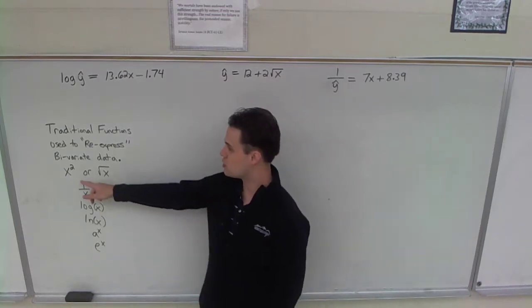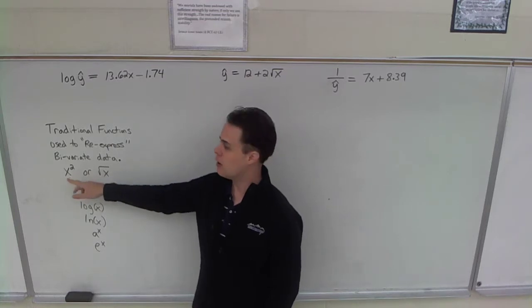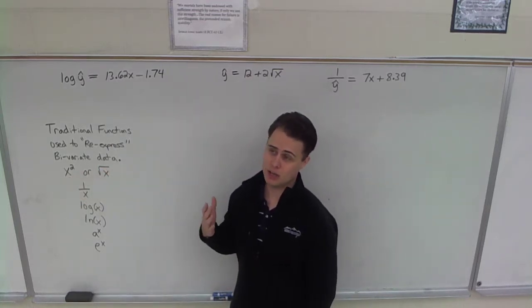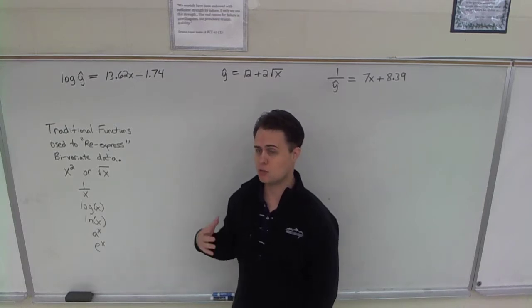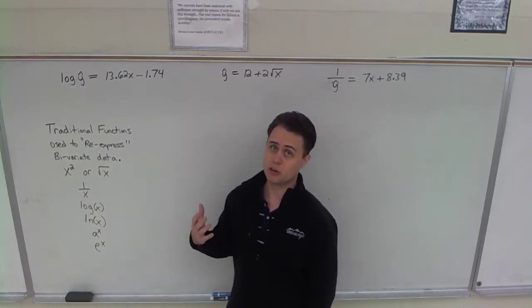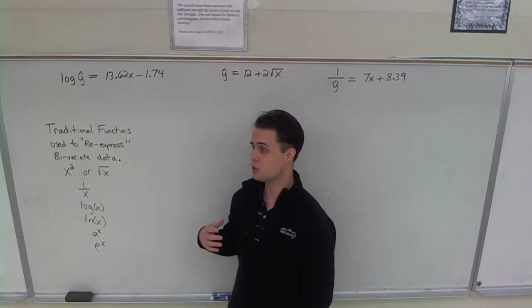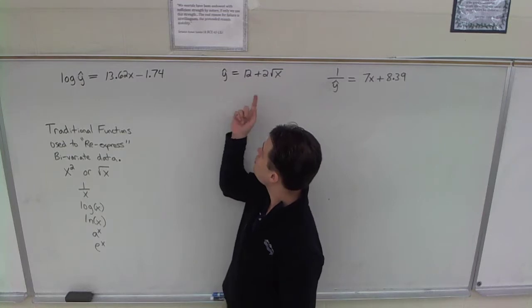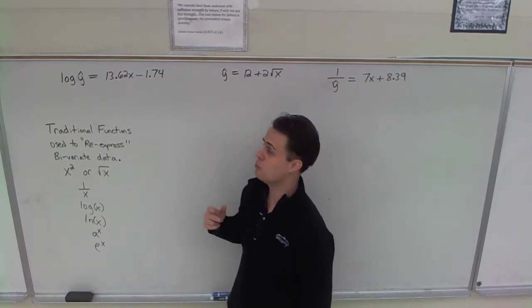So sometimes you'll just see the data being squared. Now I've written these all in terms of x, but sometimes we're going to mess with the x, re-express it. Sometimes we're going to leave it alone and square the y's. Sometimes we're going to just square both the x's and the y's. So that's an option. You can see in my models up here I've only modified one variable for each.